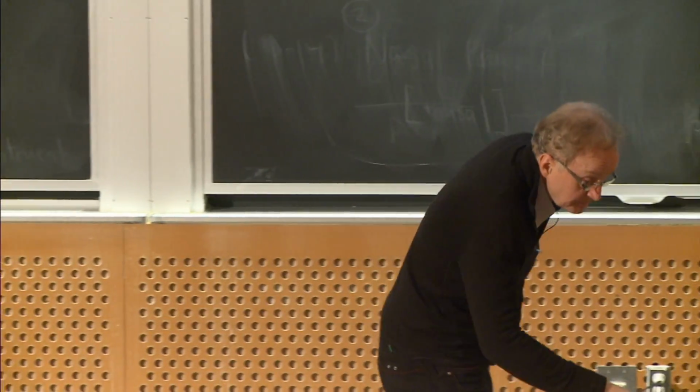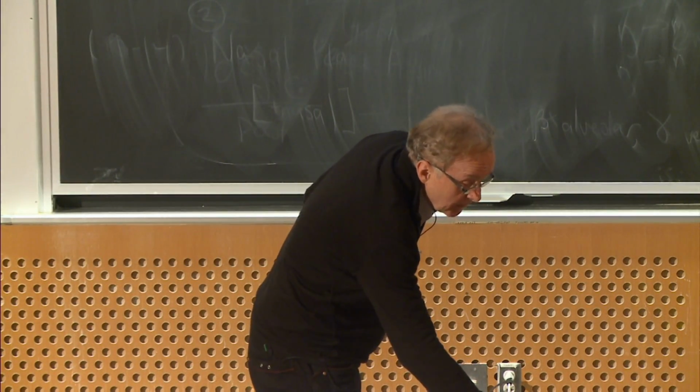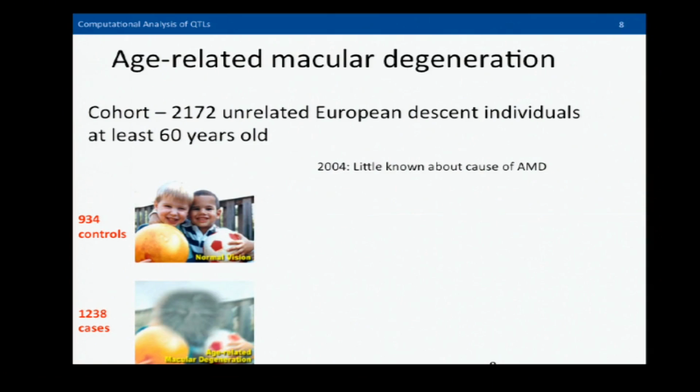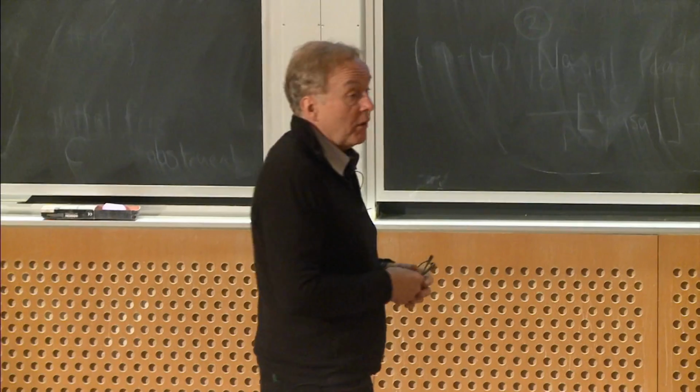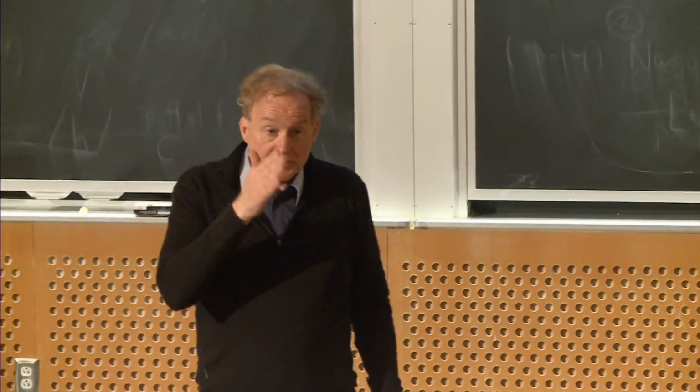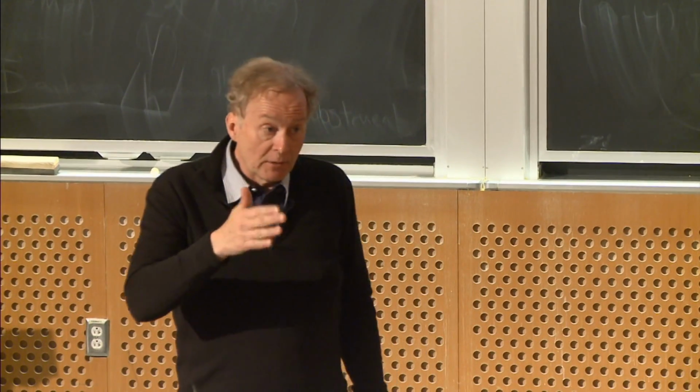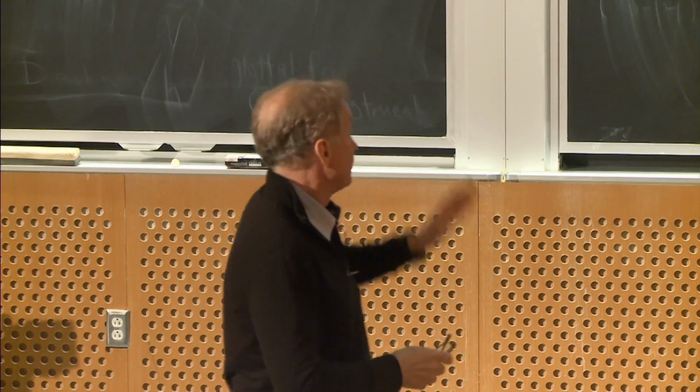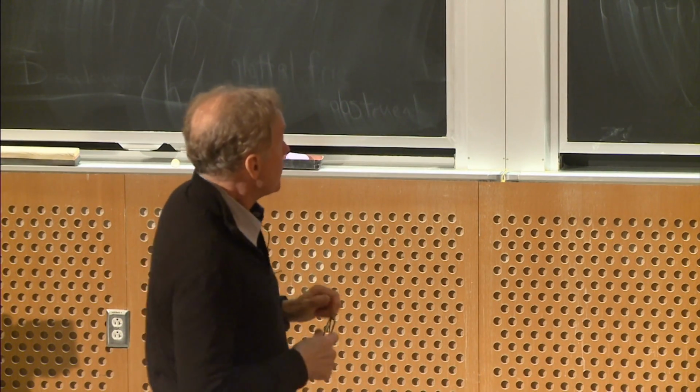And so they found 934 controls that were unaffected by age-related macular degeneration and 1,238 cases. And they genotyped them all using arrays. Now the question is, are any of the identified SNPs on the array related to this particular disorder?